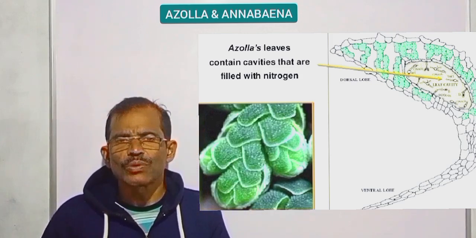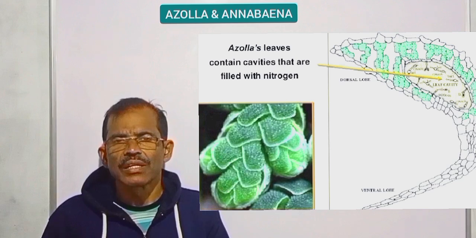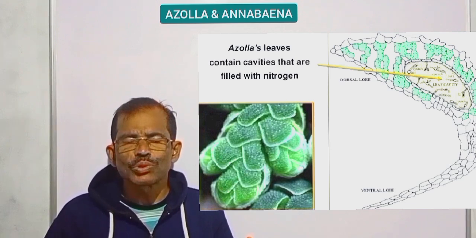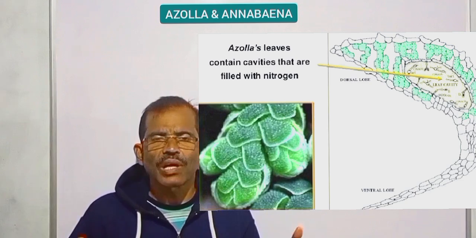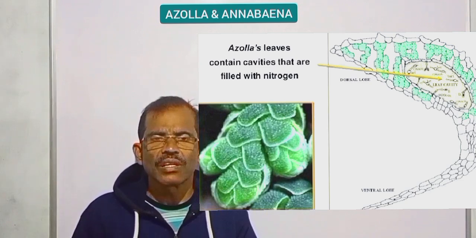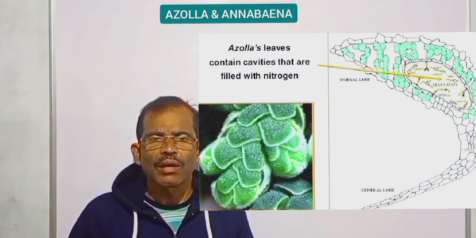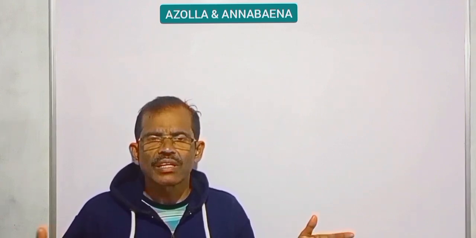Because of its nitrogen-fixing ability, Azolla has been used as a biofertilizer in many countries of Southeast Asia such as India, China and Vietnam and so many other countries. In China, it has been used to bolster agricultural productivity for over 1,000 years.